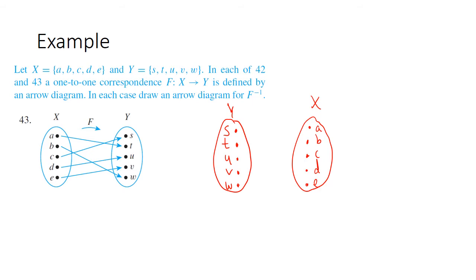Previously I had that A went to T, so now T goes to A. Before, B went to W, and now W goes to B. Before, C went to S, and now S goes to C. Previously D went to U, and now U goes to D. And then E went to V, and V goes to E. Okay, and that's it.